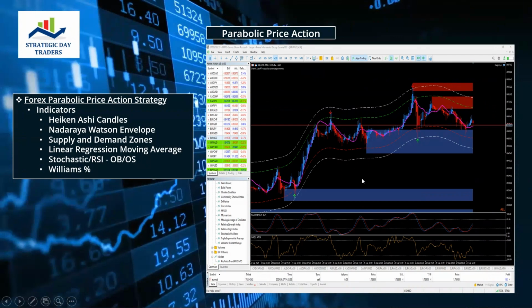And for those of you that are new, I use a very simple strategy to look for my potential entries and exits. It's based on a movement of the price bar from an outside extreme, either above or below this envelope here that is traced by the red and green lines. That is the Nadaraya Watson envelope. That's a free indicator that you can download.